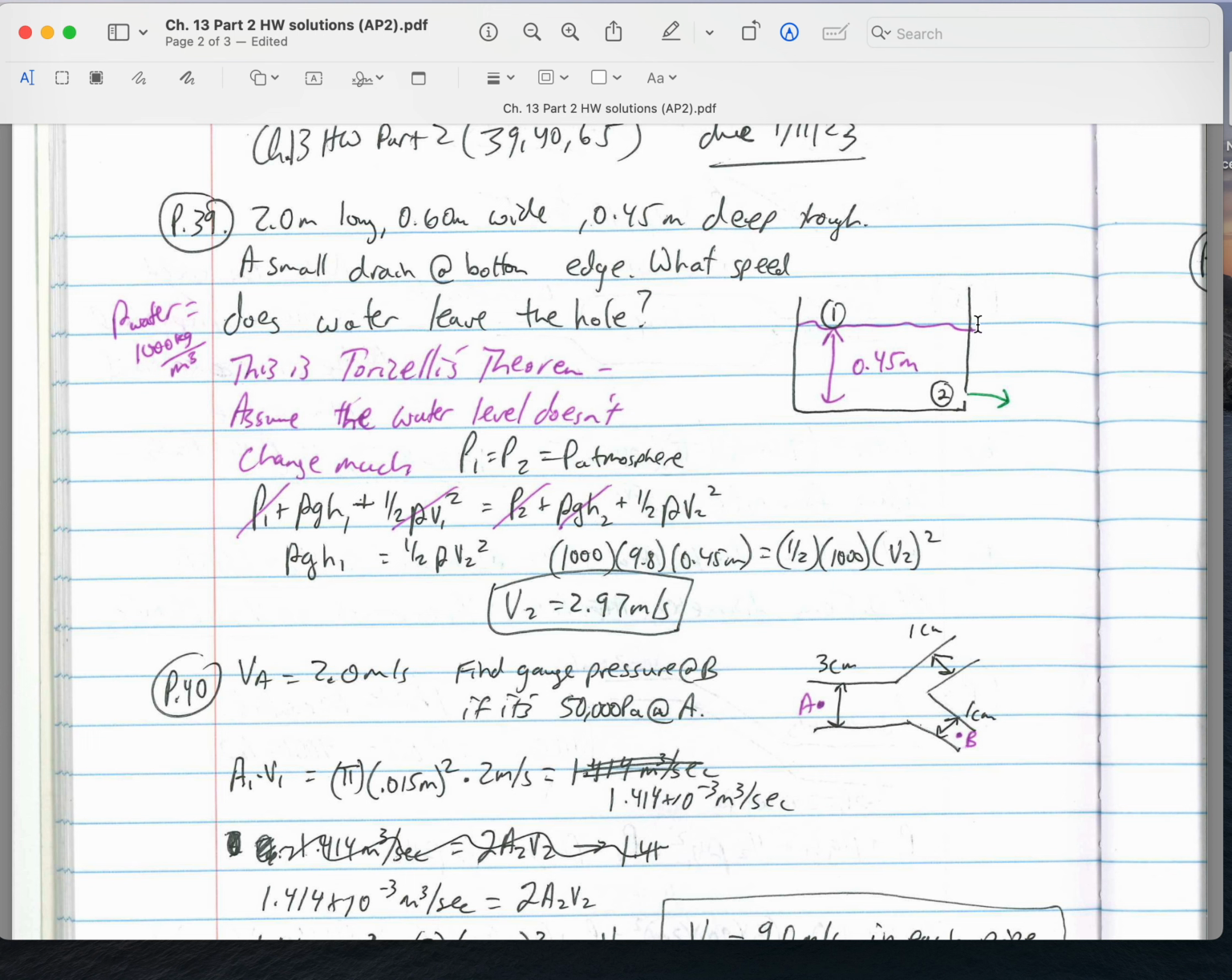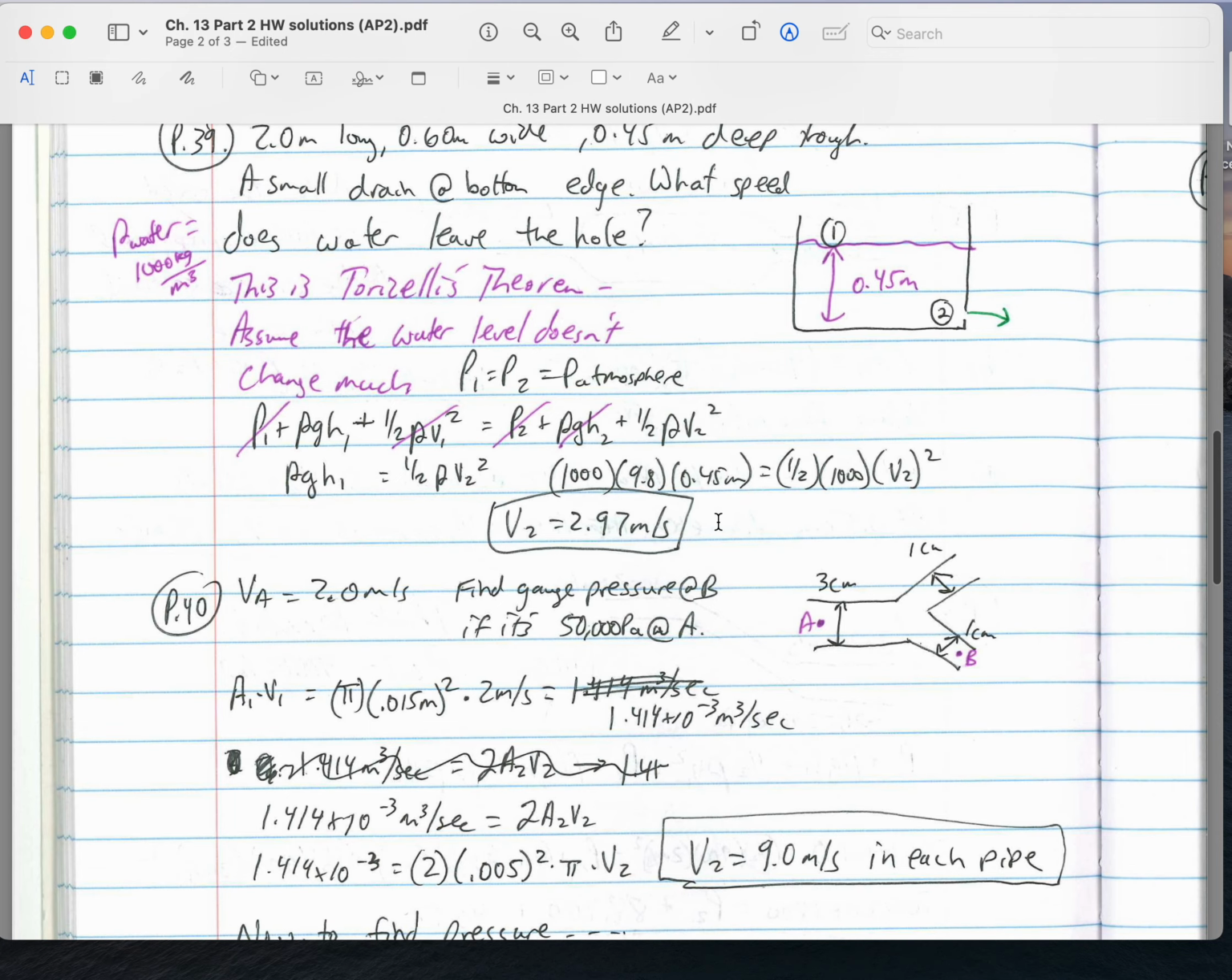If this is a very large area compared to this, then we have a very slow motion, which approaches 0 meters per second, that this would be draining. So that cancels out to be a 0. And at point 2 here, if this is at the bottom, we would think of our height 2 as 0. So we have rho g h1 equals 1/2 rho v2 squared. So that cancels out a lot of terms of that Bernoulli's equation. And we're getting around 2.97 meters per second.